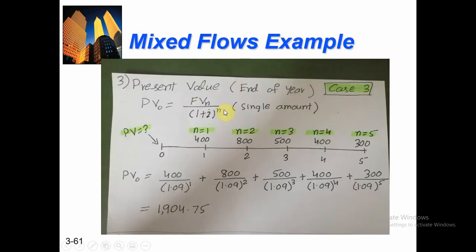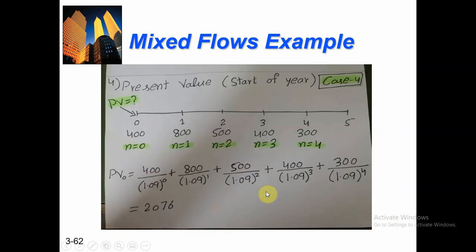In case theory, first we will consider the ordinary annuity. The present value equation is PV naught is equal to FVn divided by 1 plus i to the power n. We will follow the ordinary annuity here, and the ordinary annuity always takes the timing of cash flows at the end of the time period. So 400, 800, and so on, the 300 at year 5. So the present value, the minimum amount you need to pay for these cash flows, is $1,904.